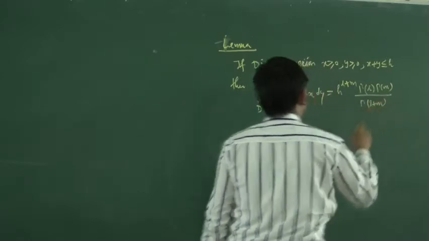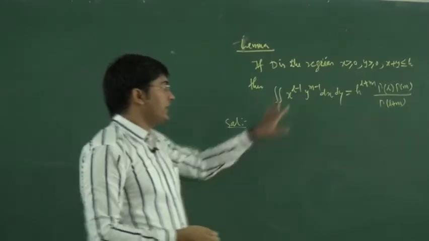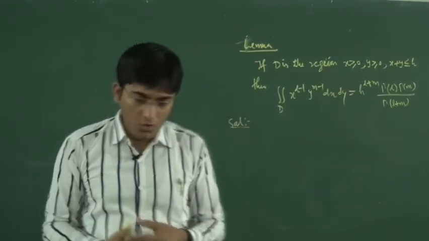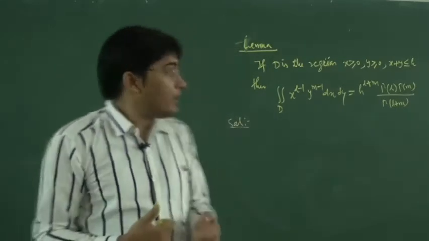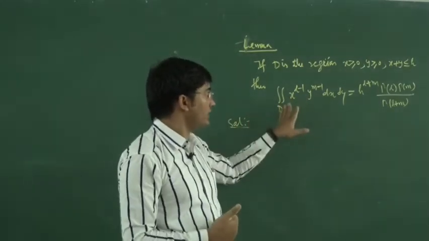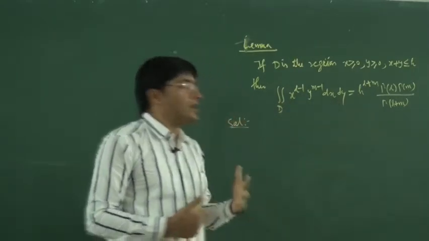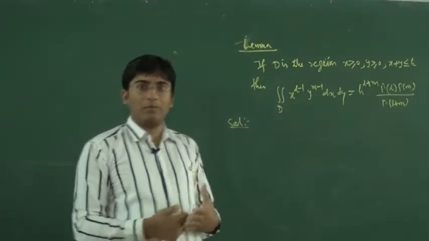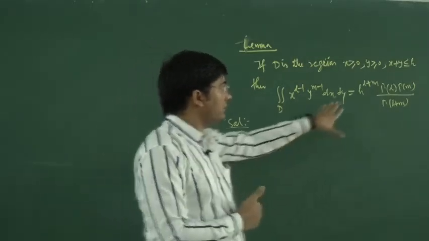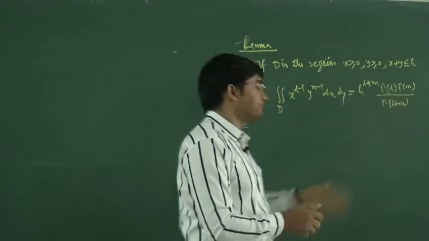So solution. It is given that D is the region x greater than or equal to 0, y greater than or equal to 0, and x plus y less than or equal to h, and we have to show that this double integral is equal to h power l plus m into gamma l into gamma m upon gamma l plus m. Now if h is equal to 1, then we will have just gamma l into gamma m upon gamma l plus m.